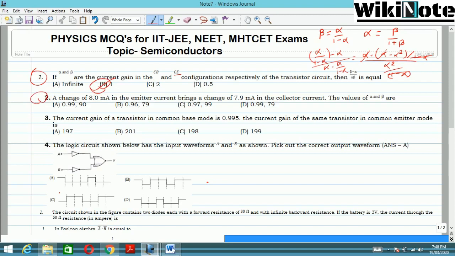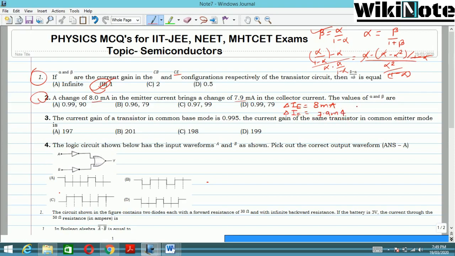Now question 2. A change of 8 milliampere in the emitter current brings a change of 7.9 milliampere in the collector current. What will be the values of alpha and beta? Simple, I would like to go with the formula which we have studied earlier. What is given: the change in emitter current is 8 milliamps, and it brings a change in collector current, delta IC, which is given as 7.9 milliamps.